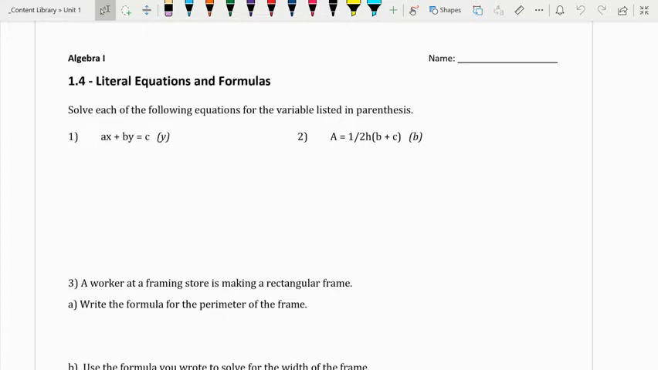All right, this is day 2 of 1.4 notes. So we're going to start by solving each of the following equations for the variable listed in parentheses. The first one says ax plus by equals c, and we're solving for y. So the first thing I'm going to get rid of is the ax, and to move that over, I have to subtract it.